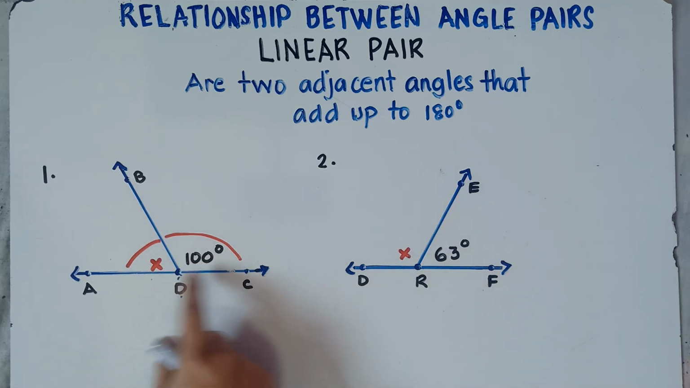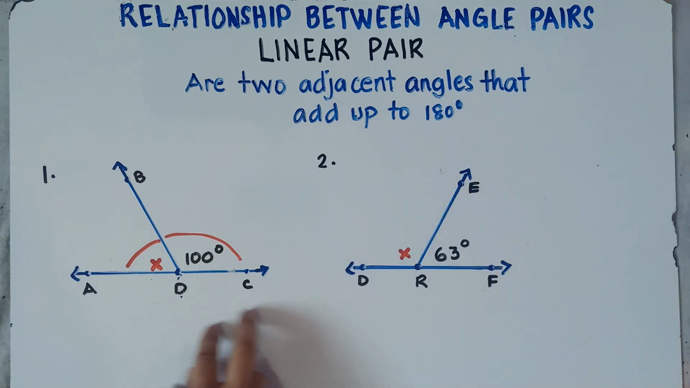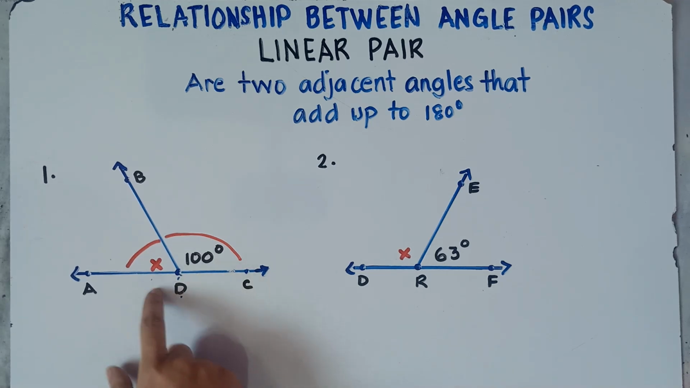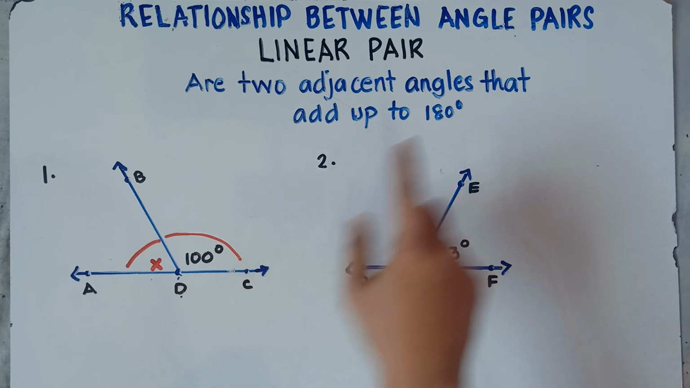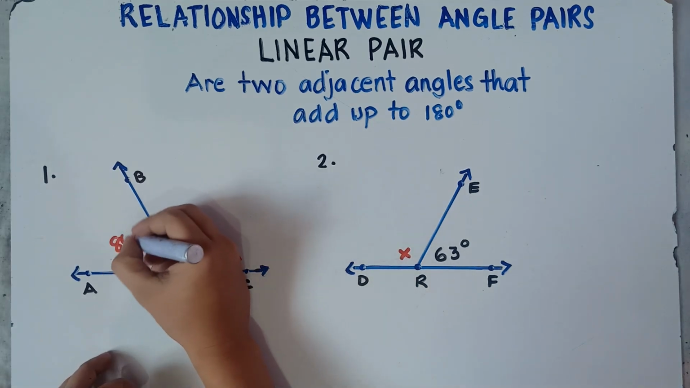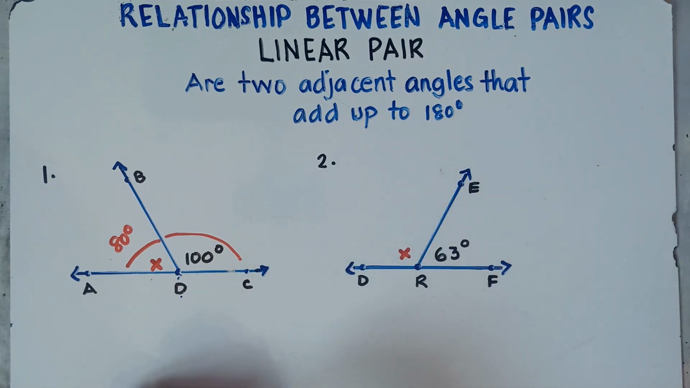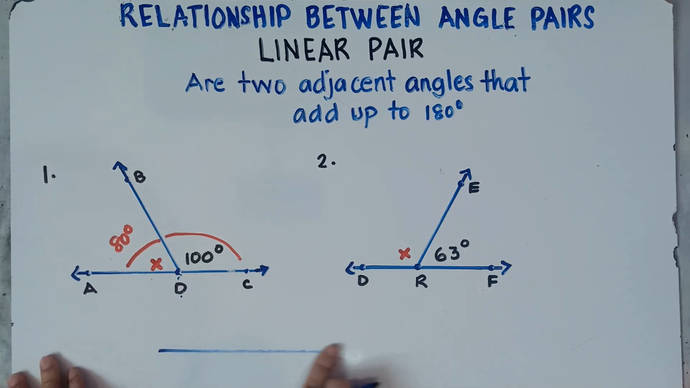Now, if the two angles add up to 180 degrees, therefore we can call this a linear pair. So once again, what would be the value of x? If we add this value of x to 100 degrees, we get 180 degrees. Of course, that would be 80 degrees, right? Because 80 degrees plus 100 degrees would be 180 degrees. And we all know that we have a straight line. Once again, we have straight line AC.